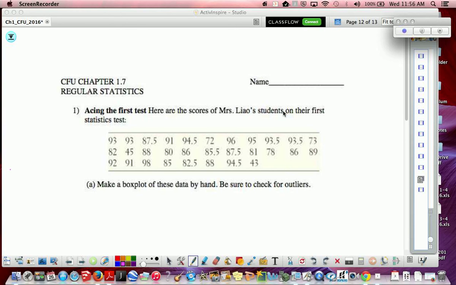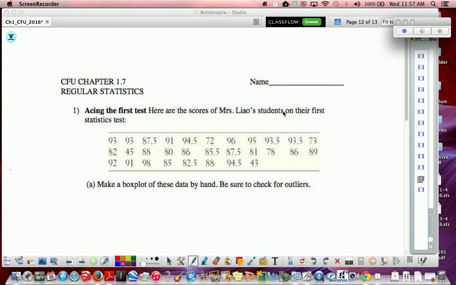So, number 1, acing the first test. Here are the scores of Mrs. Liao's students on their first statistics test. So here you have, looks like about 30 scores. In A it says, make a box plot of this data by hand. Be sure to check for outliers. So you want to sketch it by hand. It does ask you to check for outliers.